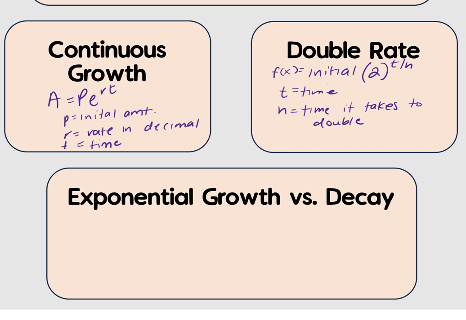And if it said half, it would be the exact same thing, but it would be half on the inside. That's your half-life. So half-life would be P times 1/2, to the t over n.